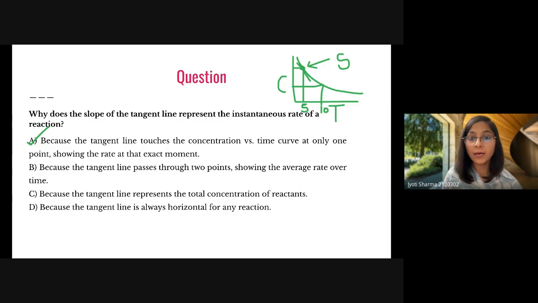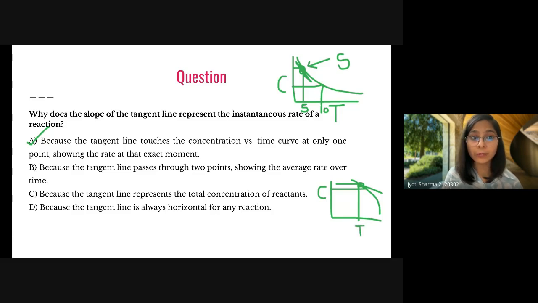Okay, and if we are drawing some tangent line, let's say you have this curve and here you draw one tangent. The tangent will touch only one point, right? This one point will give you the concentration at a particular time. So this is not an average.